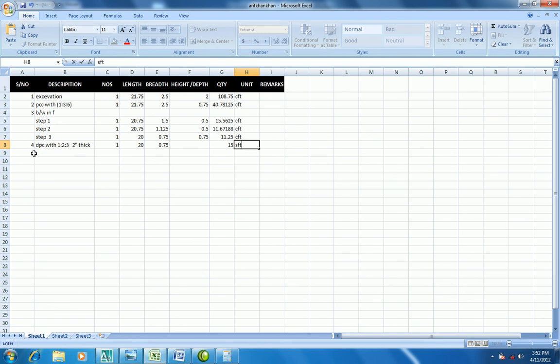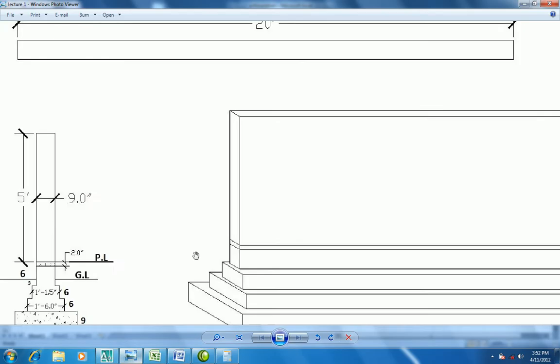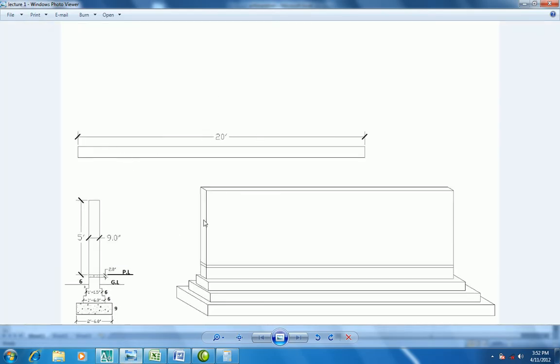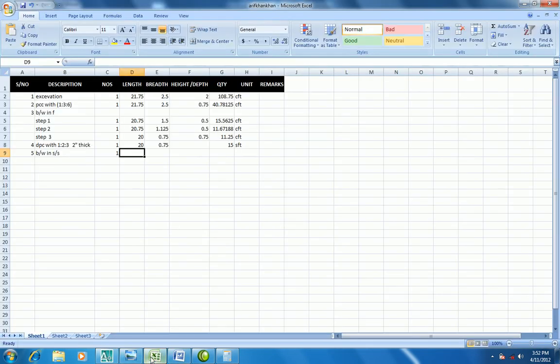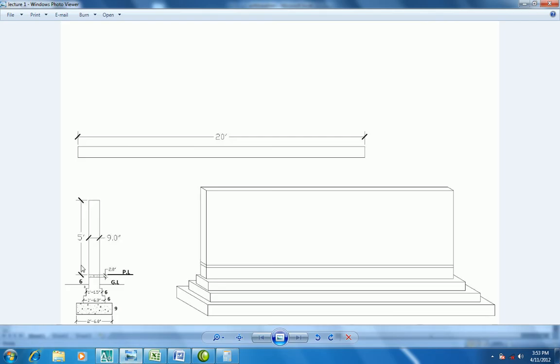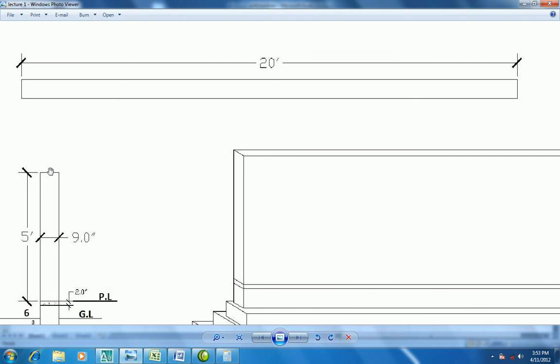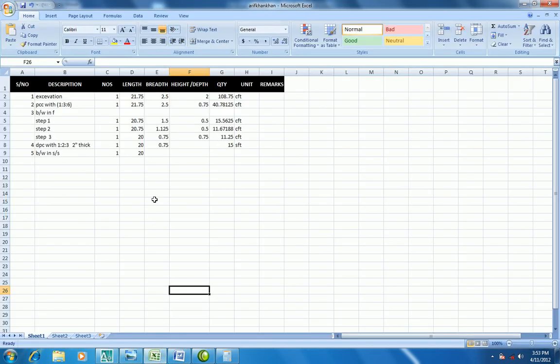So guys, in item number 5 we have brickwork and superstructure. We have just one wall, and the length of the wall is 20 feet. Let me write here 20 feet, and the breadth of the wall is 9 inches. That is the breadth of the wall, so let me write here 0.75.